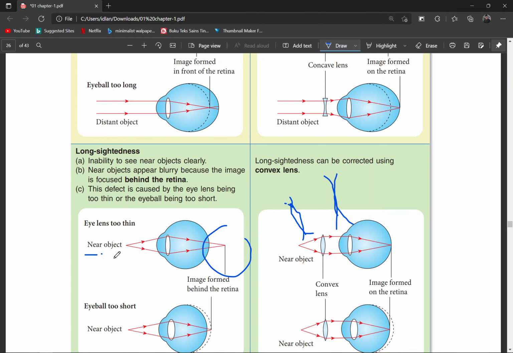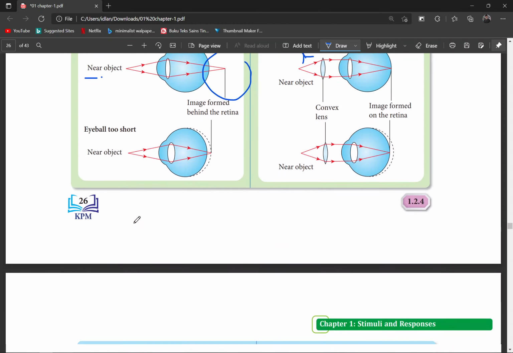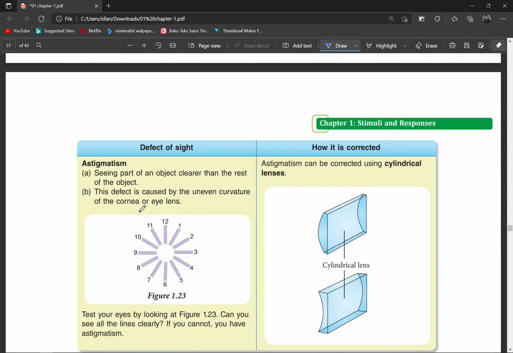Near object become blurry, appear blurry. Distant object becomes, ataupun appear blurry. Okay. In astigmatism, seeing a part of object clearer than the rest of the object.